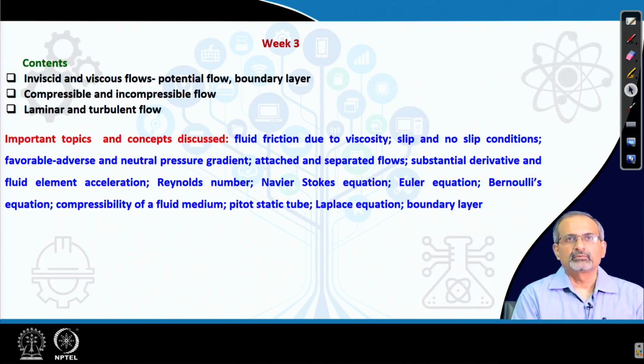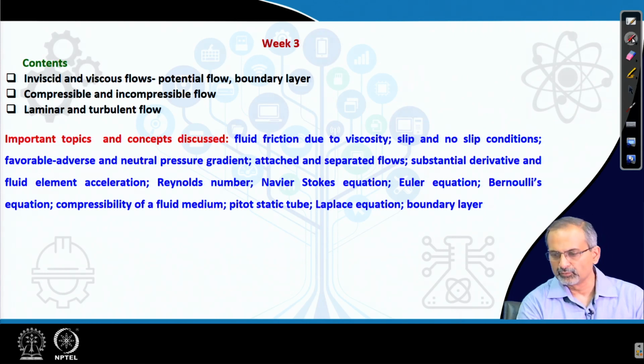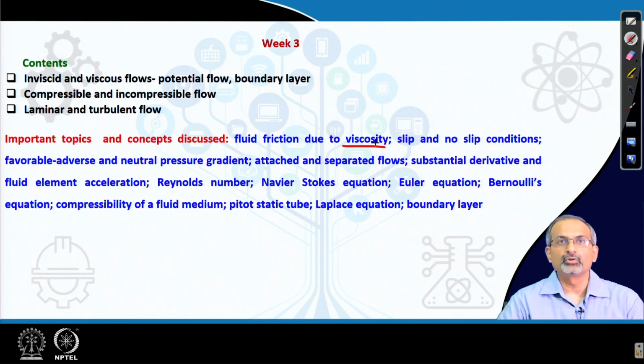Some more topics and concepts that we discussed include fluid friction that occurs due to the viscosity of the fluid and also manifests when velocity gradients are there, the slip and no slip conditions as they apply to inviscid and viscous flows respectively, different kinds of pressure gradient situations like favorable, adverse and neutral pressure gradients, how adverse pressure gradient can affect the flow and induce flow separation.